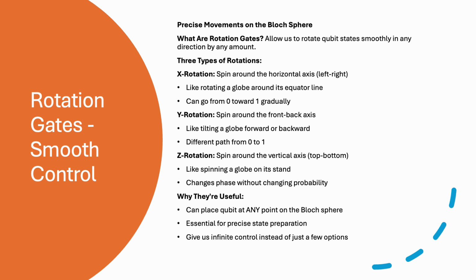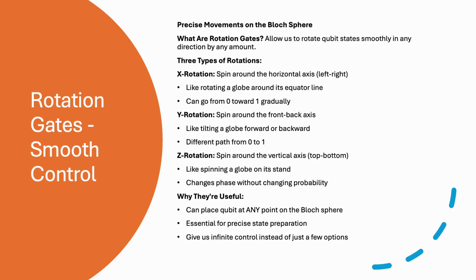Think of discrete gates as being like the gears in a car. You can shift to first, second, or third gear, while rotation gates are like having a continuously variable transmission that can take any ratio. There are three types of rotation gates corresponding to rotation around the three axes of the Bloch sphere.